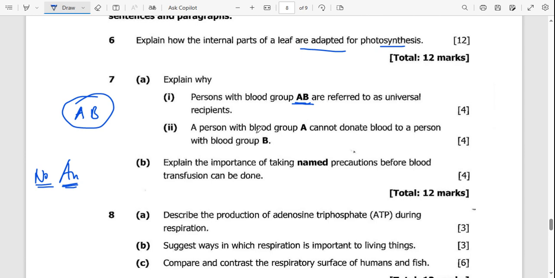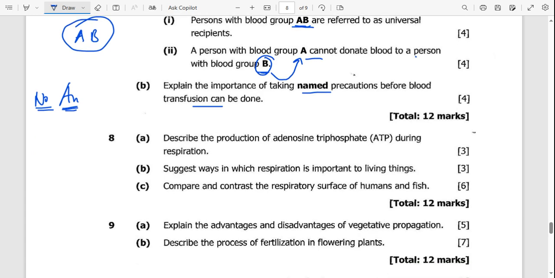You can receive anything. A person with blood group A cannot donate blood to a blood group B person. Why? Because if you have blood group B, you have got antibodies for A, so you can't get that blood. That's what you're explaining. The importance of precautions before blood transfusion can be done: you want to avoid reactions, because if you get blood group A from someone who is blood group B, it can cause a reaction, and you can actually even die.